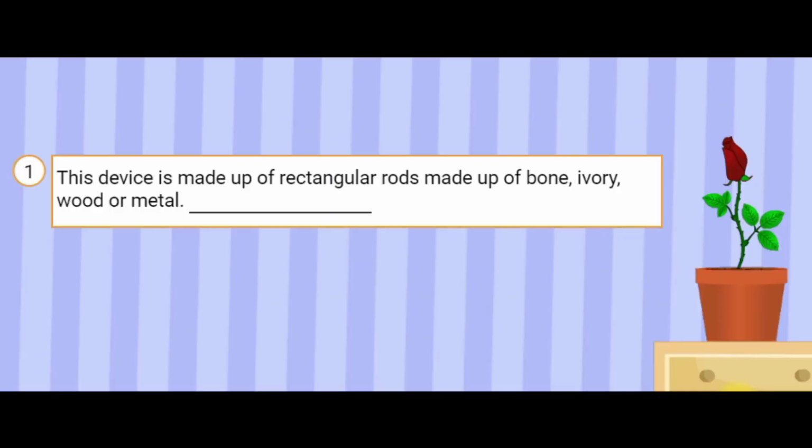First question. This device is made up of rectangular rods made up of bone, ivory, wood or metal. Please write the answer in your paper. Now let's check the answer. This is the answer, Napier's bones.